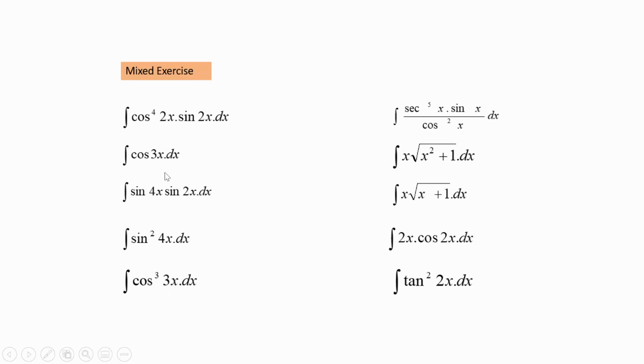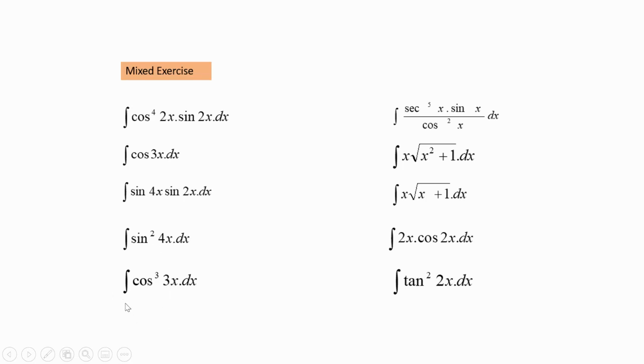Okay, this one is straightforward. It's linear, so it's going to be basically a third sine 3x plus c. This one, I've got 2 functions, but they're sine and sine with different angles, so I go to my formula sheet and I just chuck it into the compound angle formula. Okay. This one is sine squared, so I'm going to make it sine 4x times sine 4x, and again go to that formula on my formula sheet.